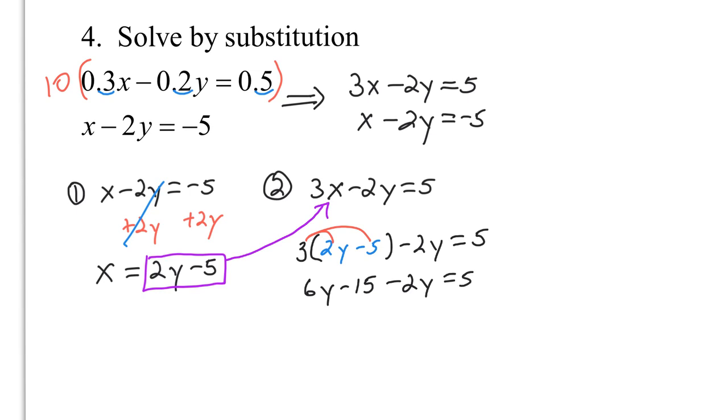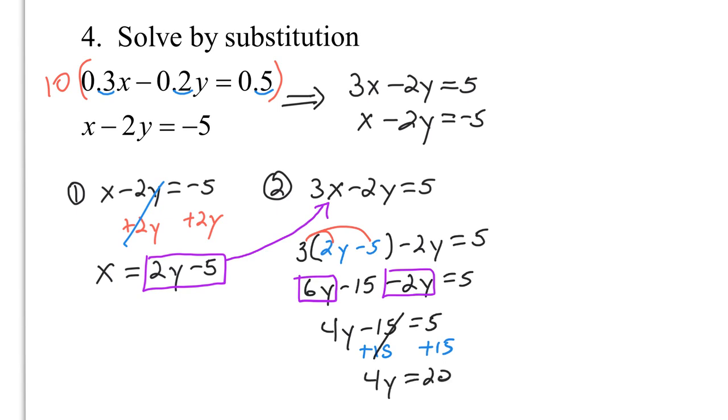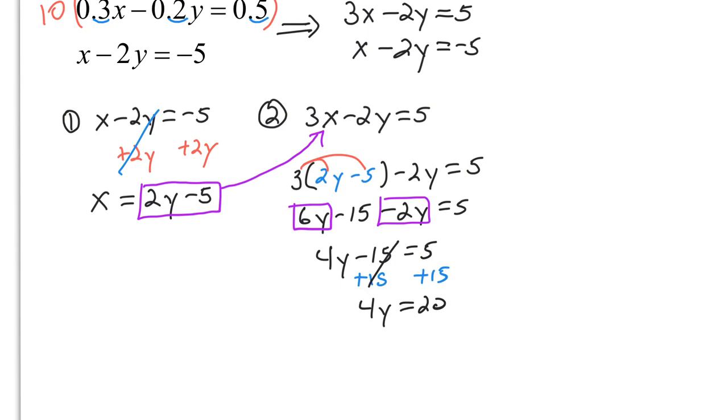And you start solving. Combine like terms right here. Oops, that didn't come out right. Let's try again. There's the box. And combine terms over here. So we have 4y minus 15 equals 5. You add 15. The idea right now is to get the y by itself. So 4y equals 20. You divide by 4. Let me just move this up here. And the answer is 5. y equals 5. All right.